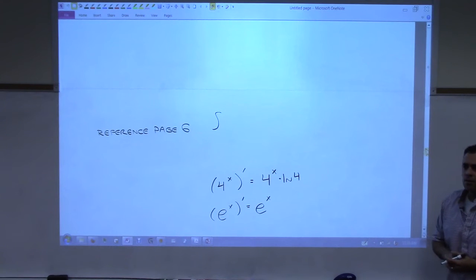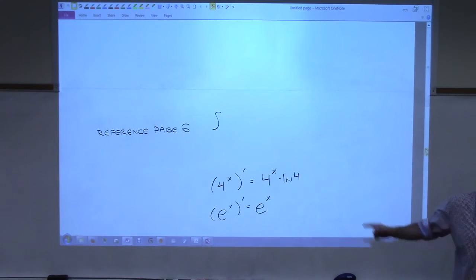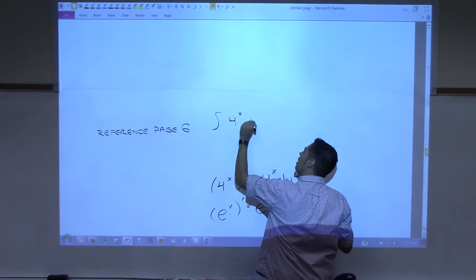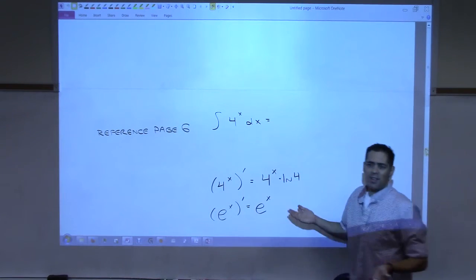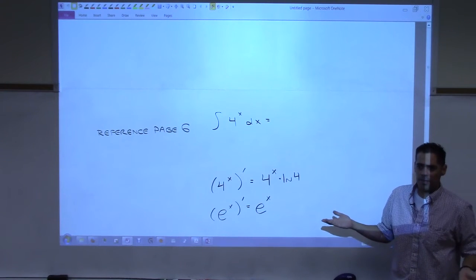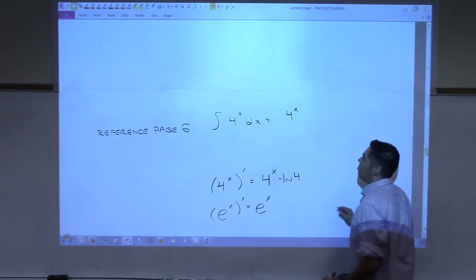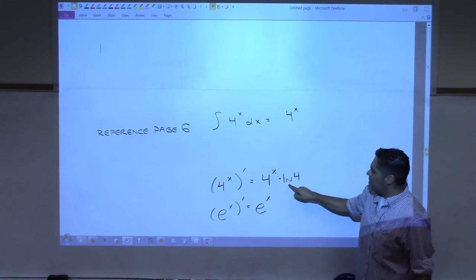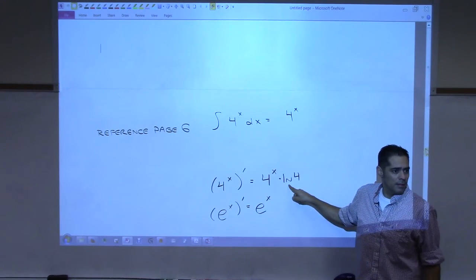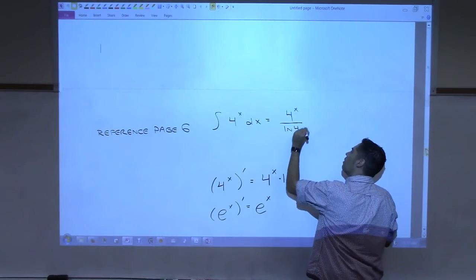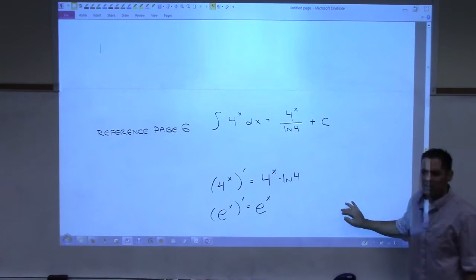Okay. So when we do the antiderivative of something like this, like if I say what's the antiderivative of 4 to the x dx, well, it should be itself, right? So 4 to the x. But if I take the derivative of this, I'm also going to get a natural log 4 to pop out, right? So I want to undo that, so I divide by natural log of 4 plus c. Do y'all kind of see that?